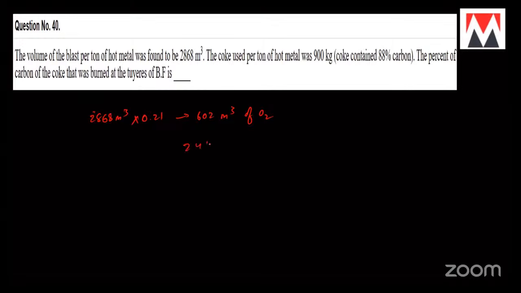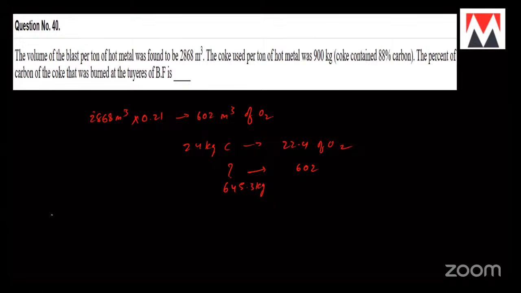Generally for 24 kg carbon you require, because C plus O2 gives CO2, so 12 kg requires how much? 22.4 liters. So you get 24 kg requires 22.4 liters of O2. Then you already have 602 meter cube. How much is the weight of oxygen? So you require 645.3 kg of oxygen.